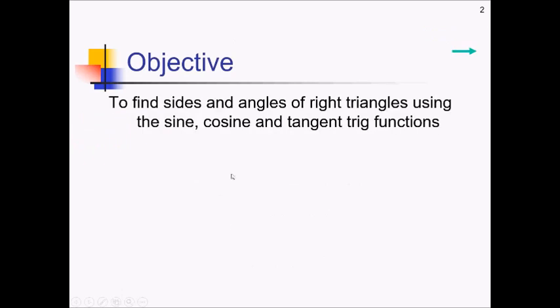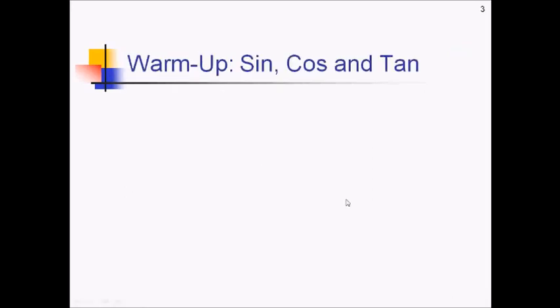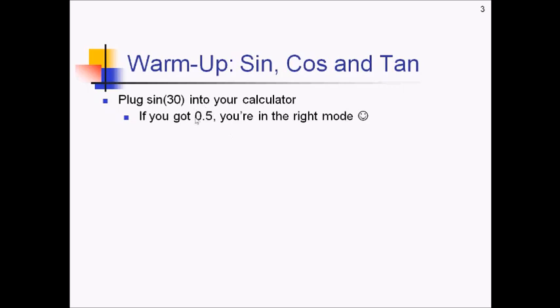Specifically, we are going to use sine, cosine, and tangent, the trig functions, to find sides and angles of right triangles. For the warm-up on this one, take a moment to take out your graphing calculator and plug sine of 30 into your calculator. All right, let's see how that worked out. Now, if you got 0.5, then you're in the right mode.